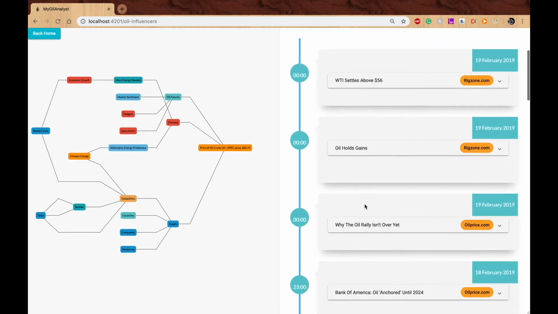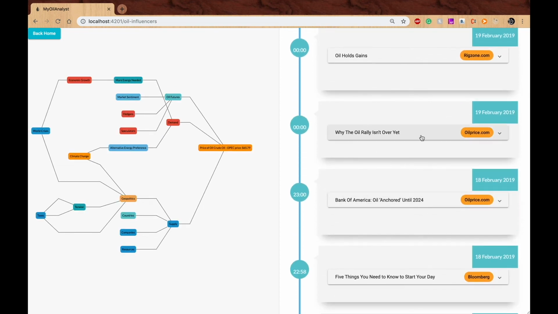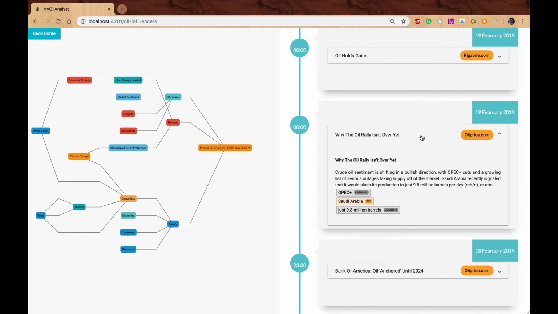I see here this title that says, "Why the oil rally isn't over yet." So there is a bullish sentiment spotted. Let's see why. We observe the entities, OPEC+, Saudi Arabia, and the quantity, just 9.8 million barrels. This helps me decipher the description easily. Saudi Arabia, which is part of OPEC, cut down their production to just 9.8 million barrels per day, which is far less than their normal production.